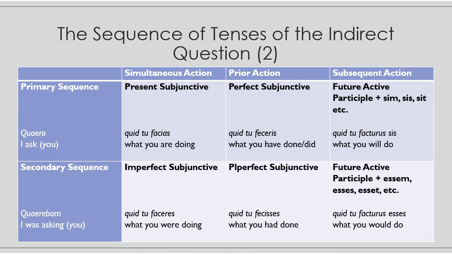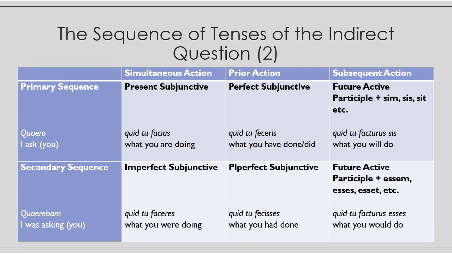If the action happens in the future and so is subsequent to a primary sequence verb, I will have this unusual construction, which has the future active participle plus the present subjunctive of the verb sum. This is not an active periphrastic. This construction simply means that the action is subsequent to the one of the main verb. So, quaero quid tu facturus sis. I ask you what you will do in the future.